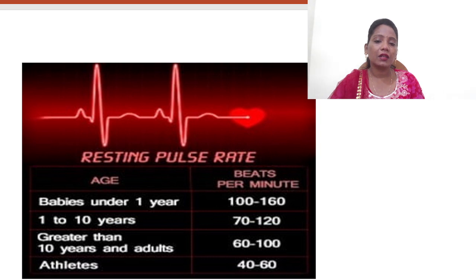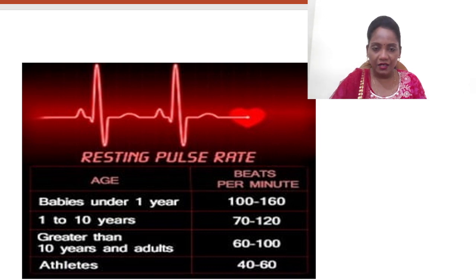If you look at the normal pulse rate, for babies under 1 year it is approximately 100 to 160 beats per minute. For 1 to 10 years, it is around 70 to 120 beats per minute. For a normal adult, it ranges between 60 to 100. The average normal pulse rate is 72 to 82 beats per minute for normal adults. So greater than 10 years to adults, it is approximately 60 to 100, and for athletes, it can be 40 to 60 also. This is about pulse.